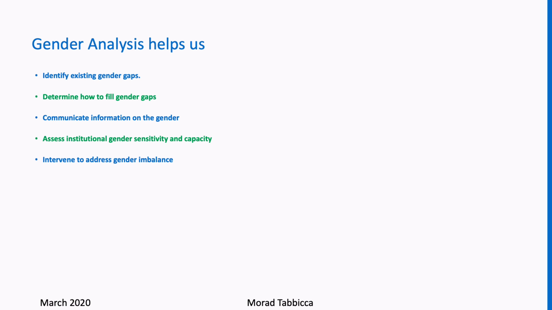Now, you have to understand that not every context will have the same set of gender problems. So it's important to do a gender analysis instead of assuming what the problem is going to be. Men and women suffer differently in different contexts. So gender analysis helps us identify the gender gap. What is the gender gap within this specific context? And not only does it help us identify the gender gaps, it also gives us a clue as to what would be the most appropriate means of filling these gender gaps.